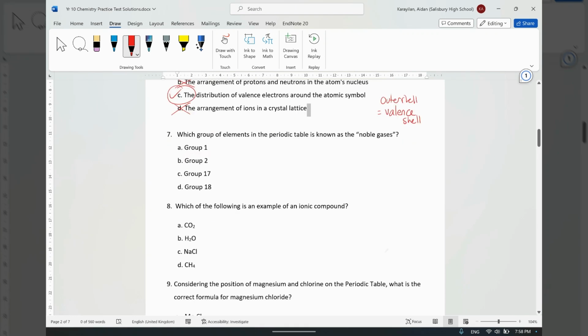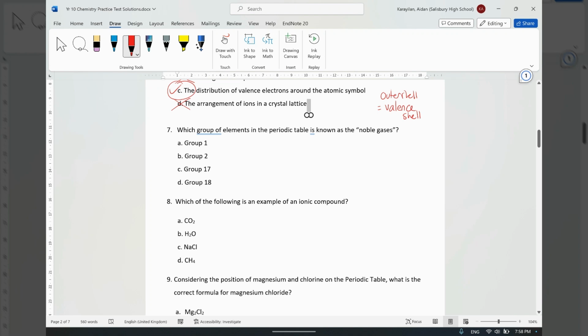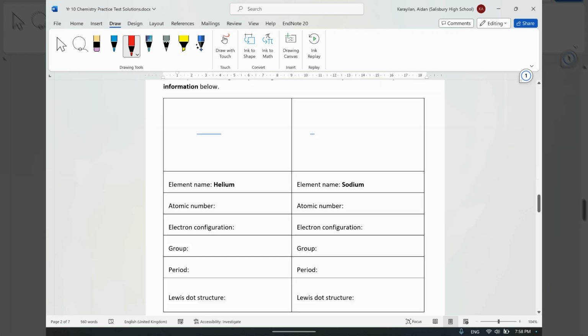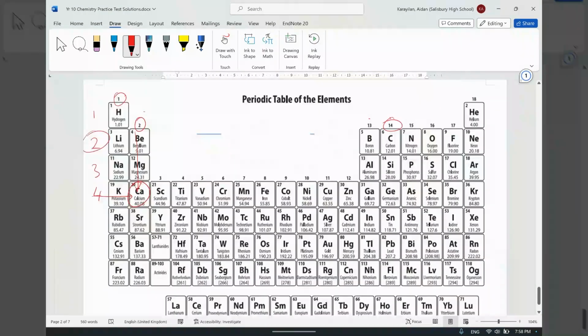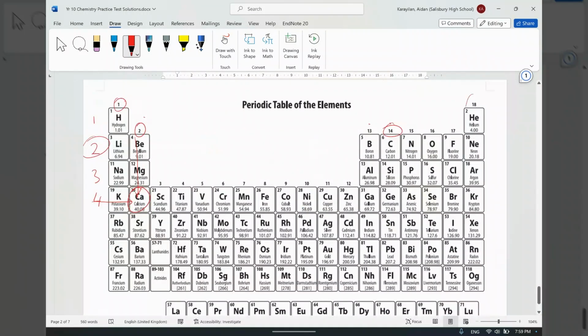Okay, so 7. For this video, we'll just go through the multiple choice first, and then I'll do the others in a separate video. So it says, which group of elements in the periodic table is known as the noble gases? So we've covered this heaps and heaps. The noble gases are almost the only ones that are gases, and that is this column here.